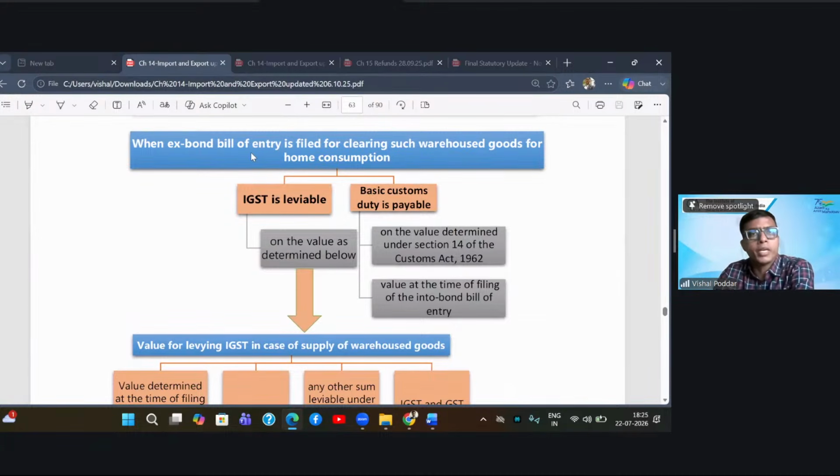Next, when an ex-bond bill of entry is filed for clearance of such warehouse goods, then what will happen? So now you are clearing the warehouse goods. You had kept the goods in warehouse. We all discussed just now that till the goods are in warehouse, they are not treated as cleared. And since they are not treated as cleared, there is no GST implication, right? Now what will happen when these are cleared?